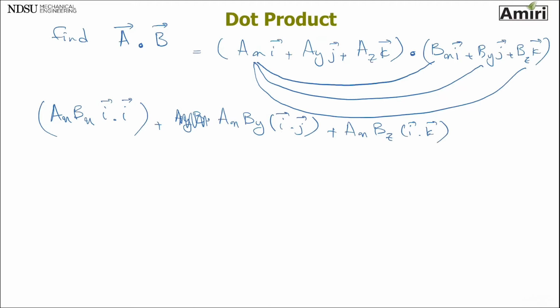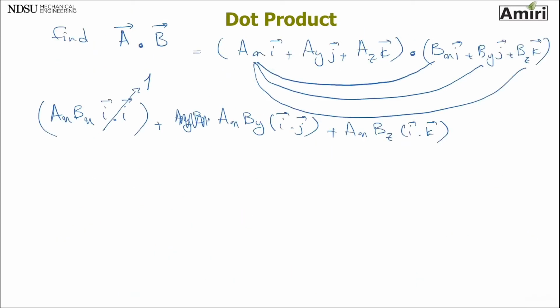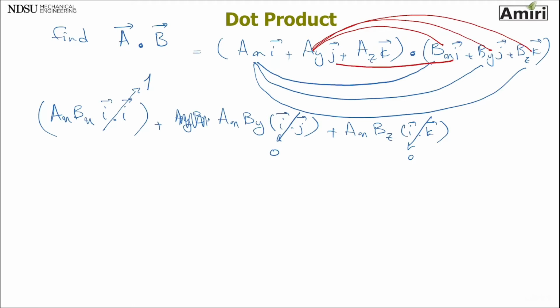Okay. Let's look back really quick here. I dot I is 1. Anything else is going to be 0. So this is 1 scalar. This is 0. This is 0. Now let's do AY. This and then this and then that. I'm going to skip it. I'm not going to write the whole thing. But if you look, the first term is AY BX, J dot I, which is 0. The second term, the only term that matters, is AY BY, J dot J, which is 1.